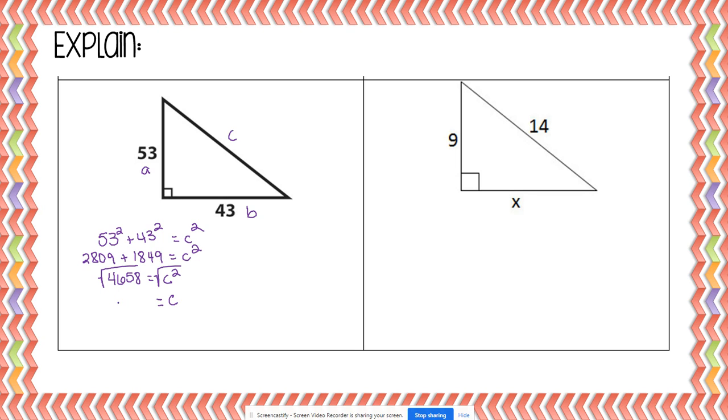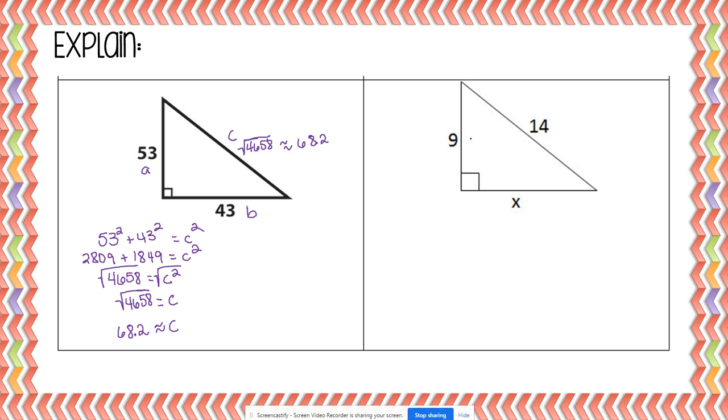4,658 is actually not a number that has any perfect squares that will go into it. So we would just leave it as the square root of 4,658. Or we can put it into our calculator and round it to the nearest tenths place. If we rounded it to the nearest tenths place, we would get approximately 68.2. So our hypotenuse can be written as either the square root of 4,658 or approximately 68.2.